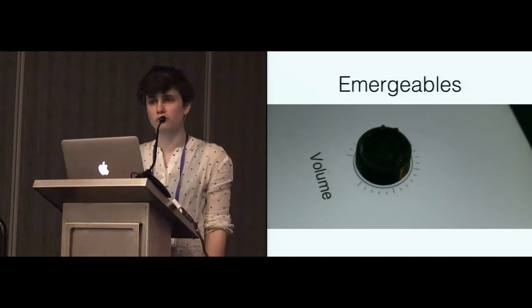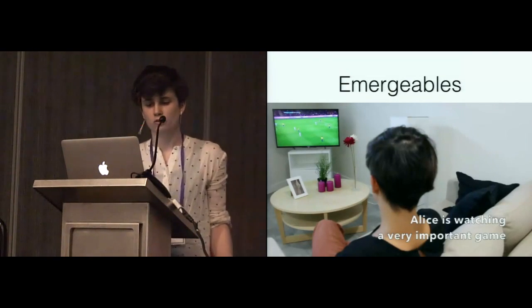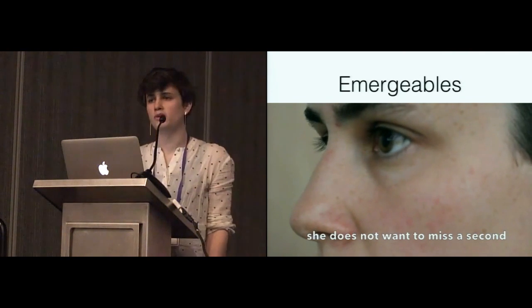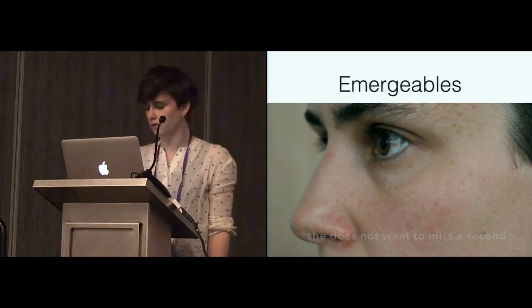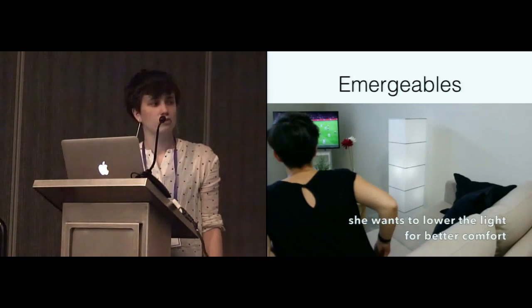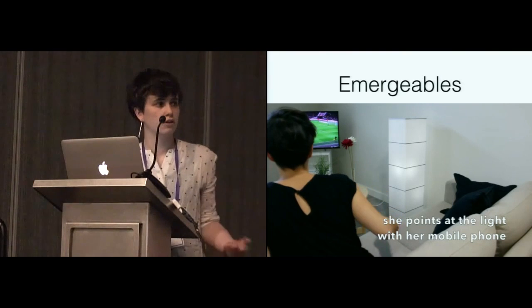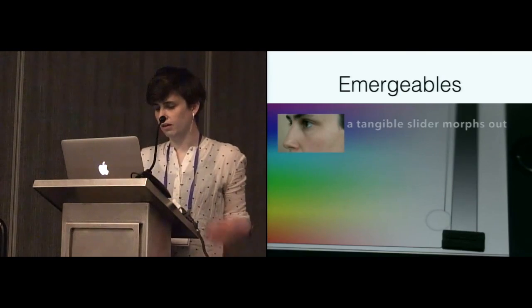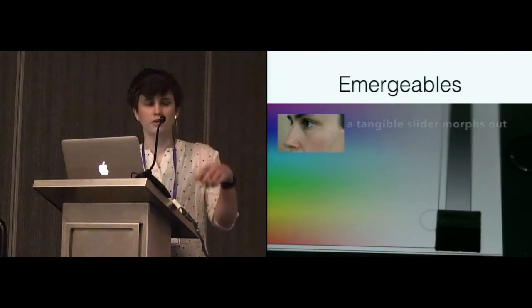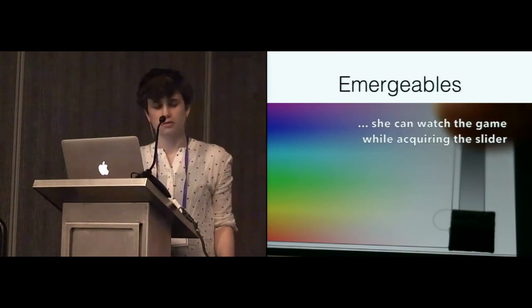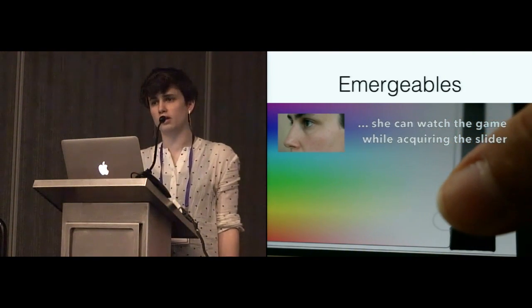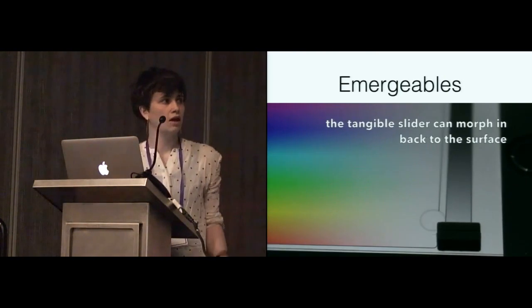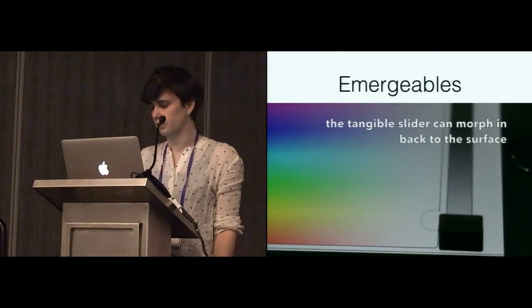So I will show you a scenario of use of this concept. Here is Alice, and she's watching a very important soccer game. She does not want to miss a second, so she has all her eyes on the TV. And at some point she wants to lower the light for better comfort, so she takes out her mobile phone and she points at the light. And then a tangible slider morphs out from the surface, and she can actually acquire the slider and manipulate the slider without looking at the interface. And then this tangible slider can morph back into the surface.